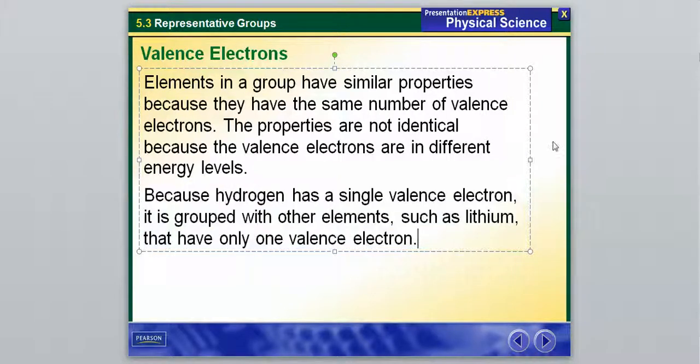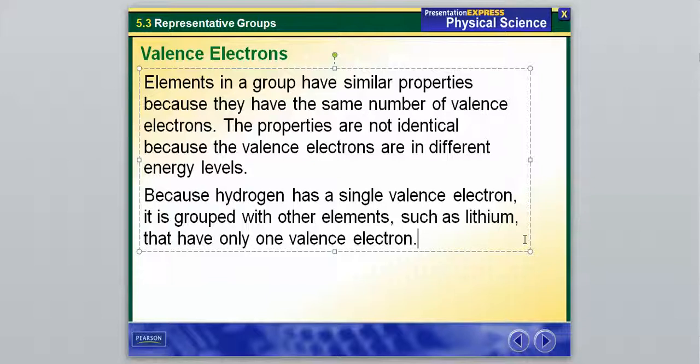Hydrogen has only one electron to begin with, so obviously its outermost energy level is its only energy level. Lithium is going to have its first energy level completely filled up, and then in its second energy level, it's only going to have one electron floating out there. And if we keep moving down, we're going to see a similar pattern there.